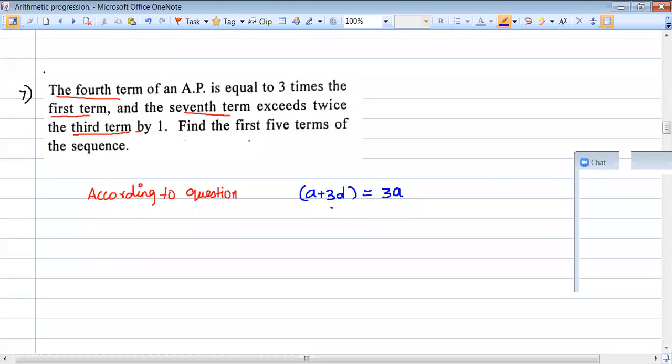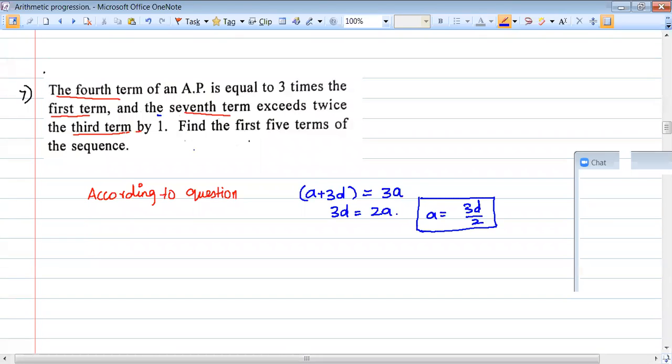Then if you simplify it, what is the answer you will get? 3D is equal to 2A. Now A is equal to 3D by 2. Okay, this is one equation, so let it be here. What about the second equation?